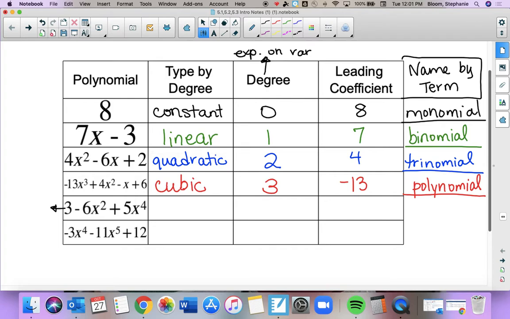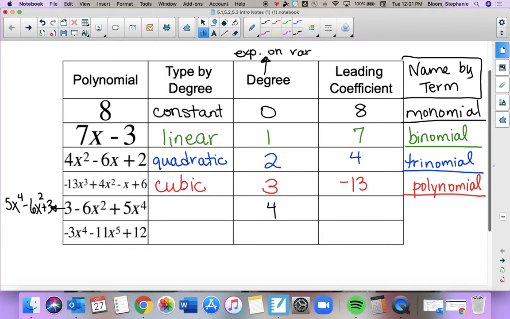Okay, so this is, we would say, not in standard form. Can somebody put it in standard form for me? What would it look like in standard form? Wiley? Okay, very good. Now, what's the degree? 4. Anybody have a guess?